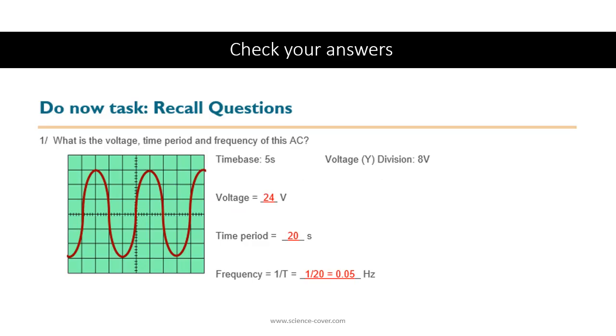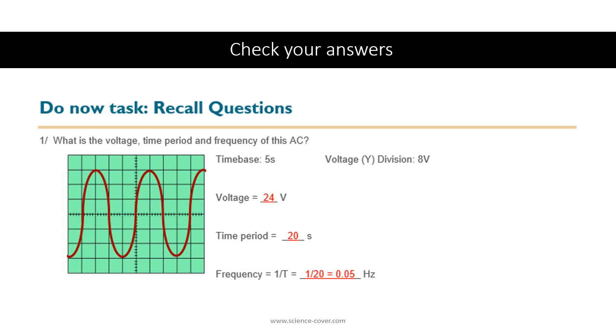Let's check our answers. What is the voltage, time period and frequency of this alternating current? We can see that from the center the height of the wave is 1, 2, 3 squares. Now each square in height has got a voltage division of 8 volts, and we've got 3 of those squares. So 8 times 3 is 24 volts is the total voltage.